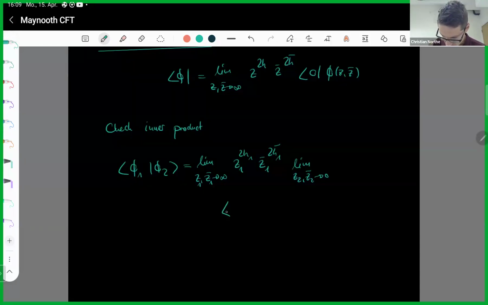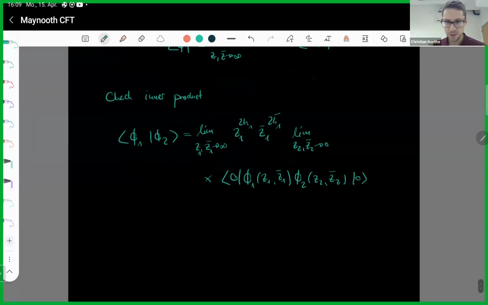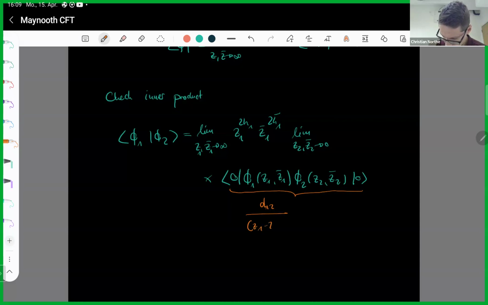And then here, let's make it down here. So times the out state, the out vacuum, phi 1 of z1, z bar 1, phi 2 of z2, z bar 2, and this thing. But this thing is just a 2-point function. So I can just go and plug in the 2-point function. So this is going to be d12 divided by (z1 minus z2) to the 2h1, delta h1 h2, and the same thing in the anti-holomorphic sector, (z1 bar minus z2 bar) to the 2h1 bar, and let's put the delta here like that.